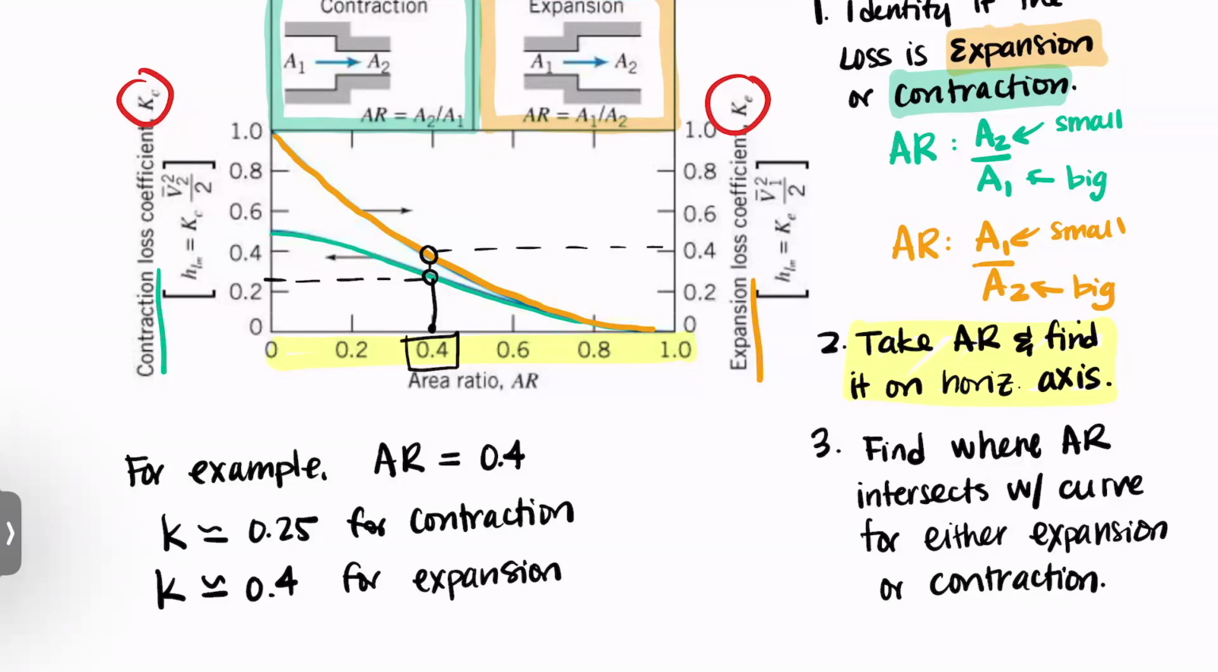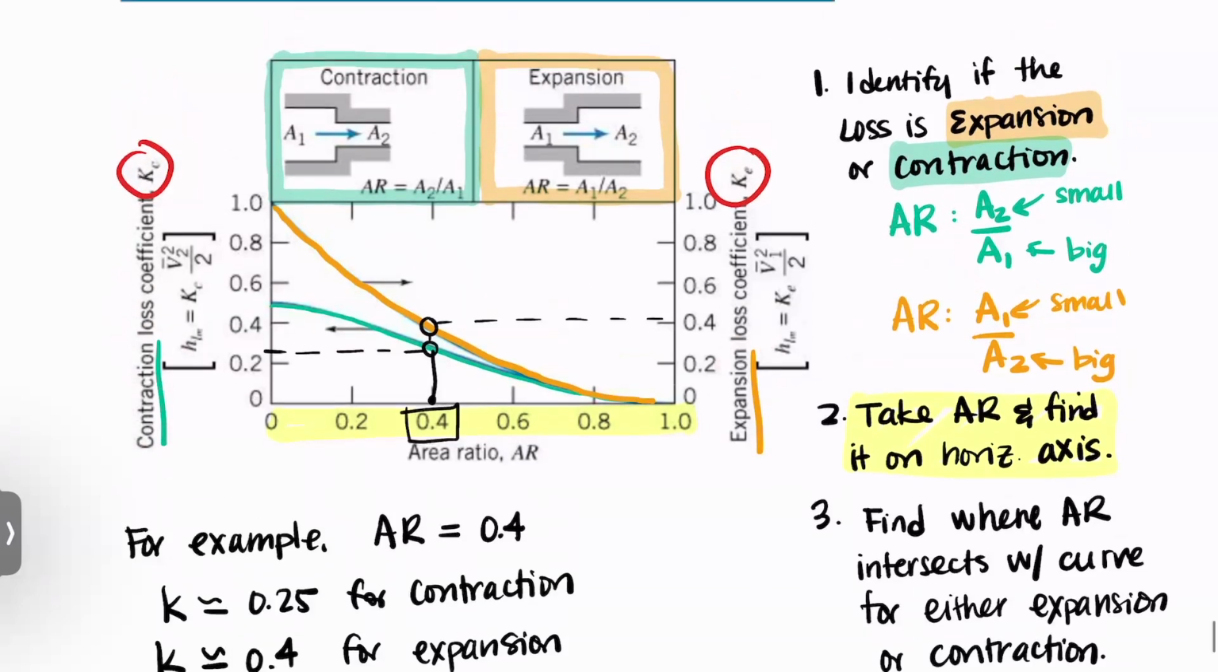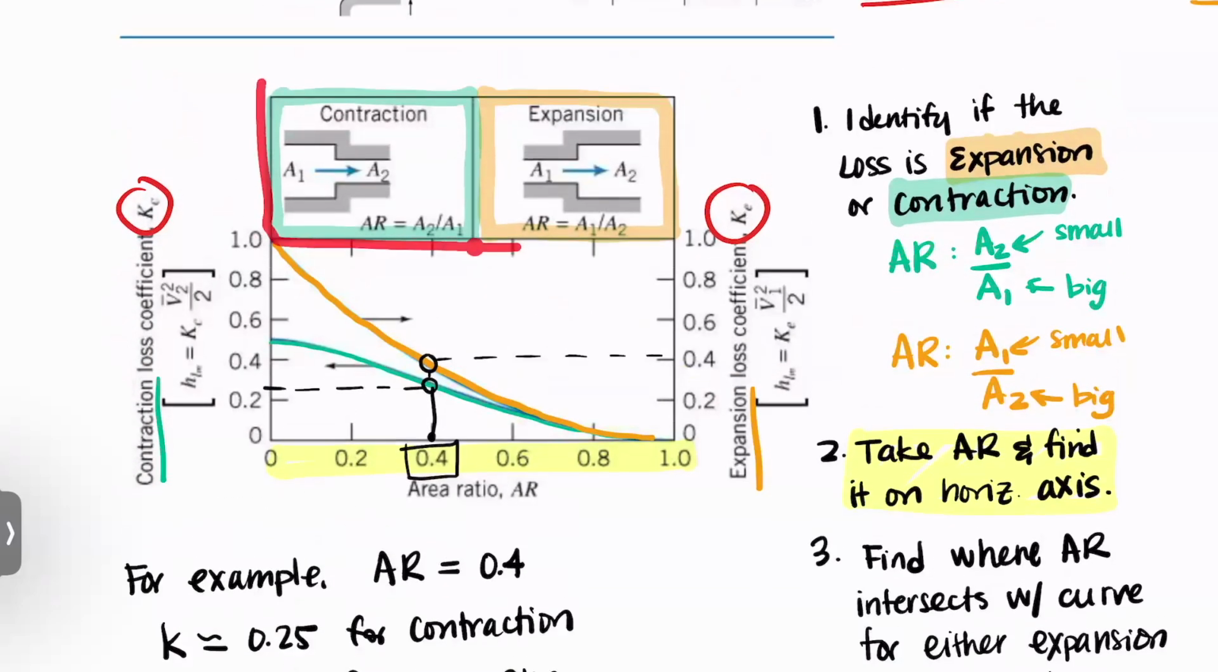So how do you know which one's contraction? Oh, that's okay. It says on the vertical axis which one is which. So this one is contraction and this one's expansion. Do you mean like in your system, how do you know which one is which? Yeah. Okay, so I would refer to these pictures up top. If your pipe is going from a large diameter down to a small diameter, it's contracting, so it's getting smaller. If it's going from small to big, then it's expanding.